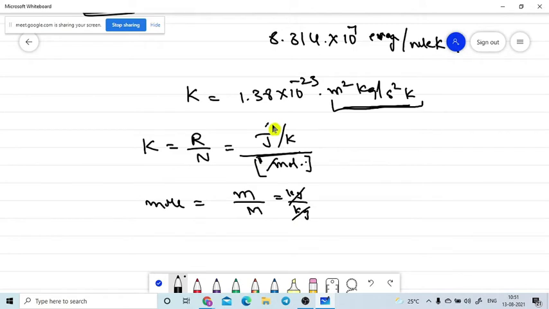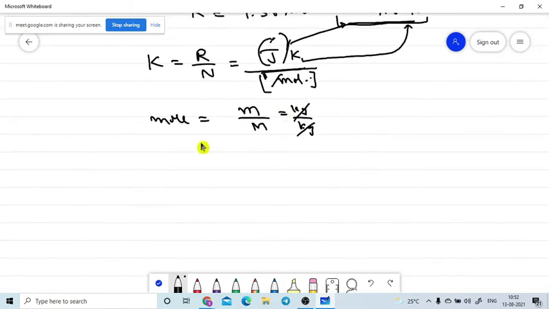First we need to concentrate here. These terms only represent the above relation. Now we need to go to the basic fundamentals. Here the Kelvin is balanced, but joule we need to show is equal to meter square kilogram per second square. Joule is the unit for energy.